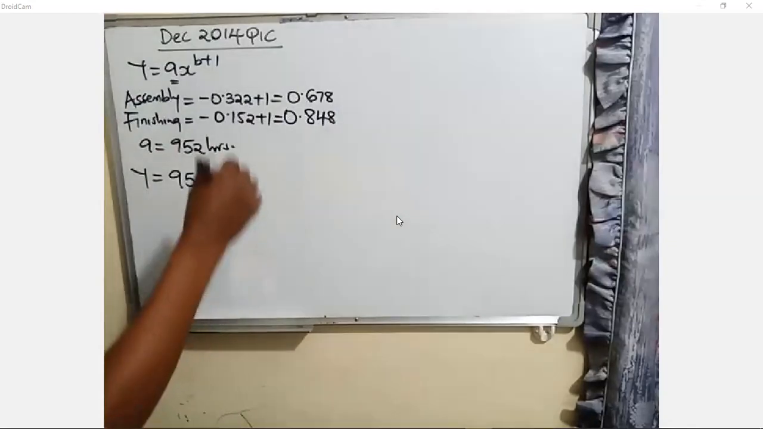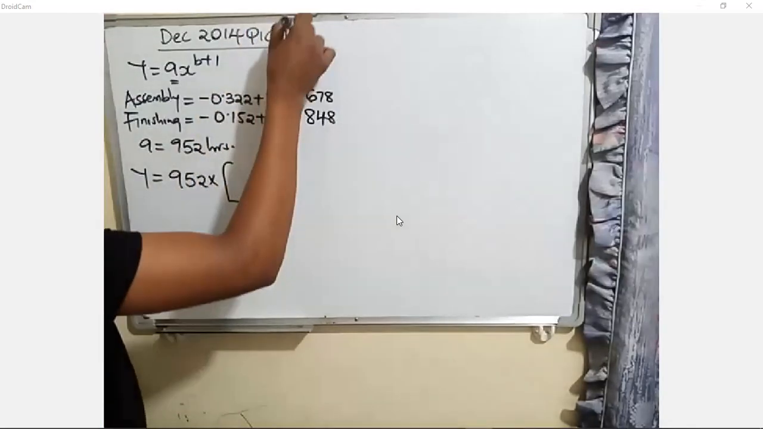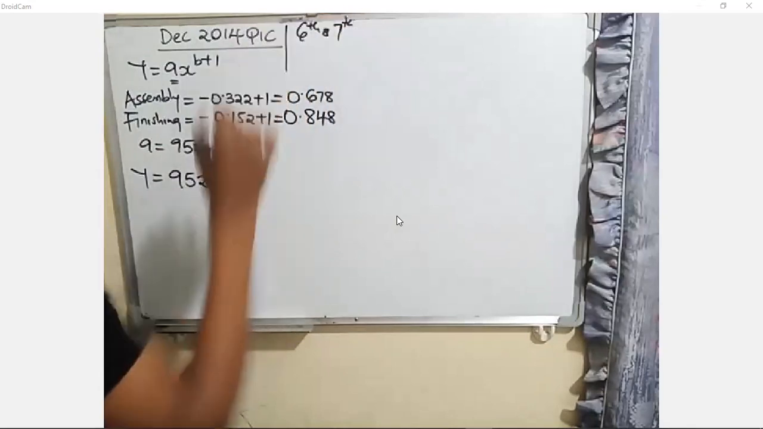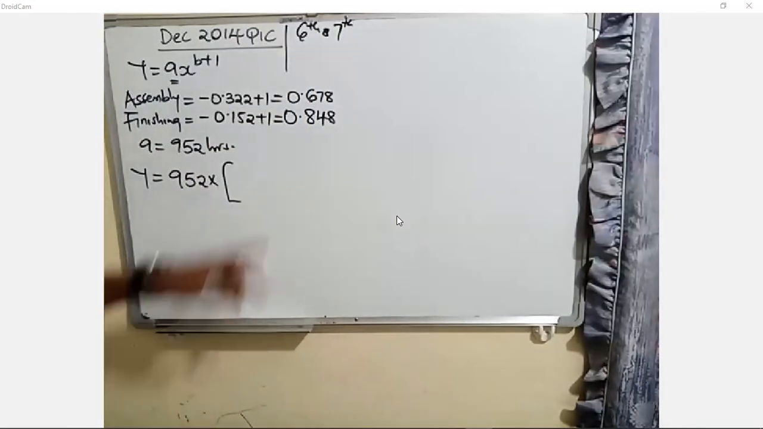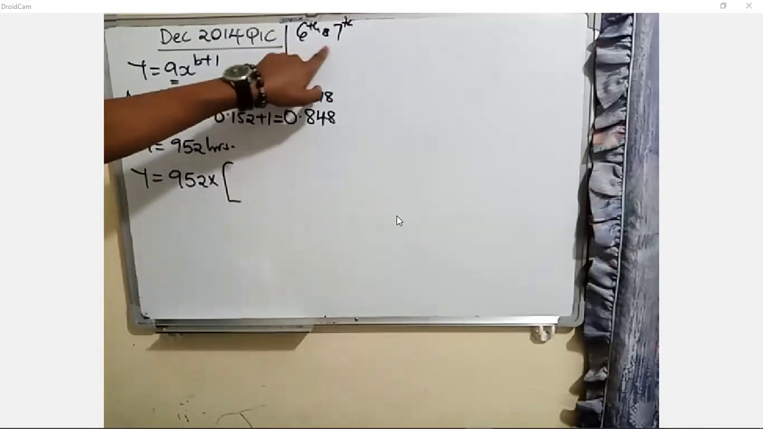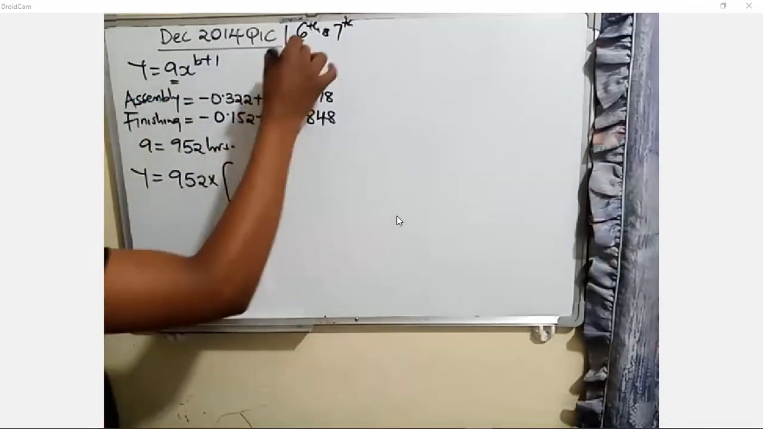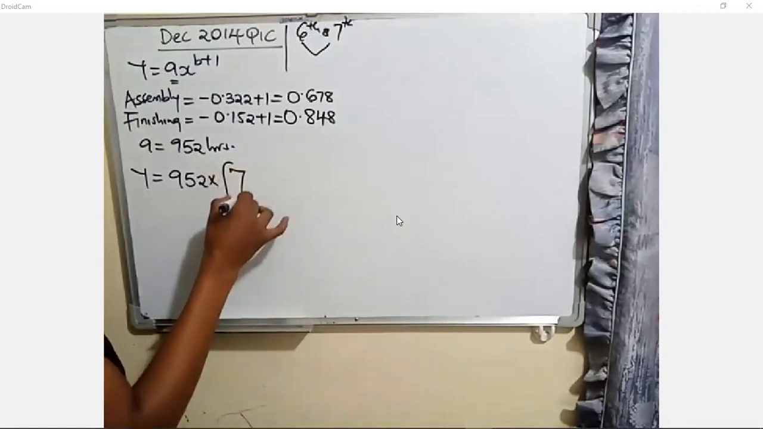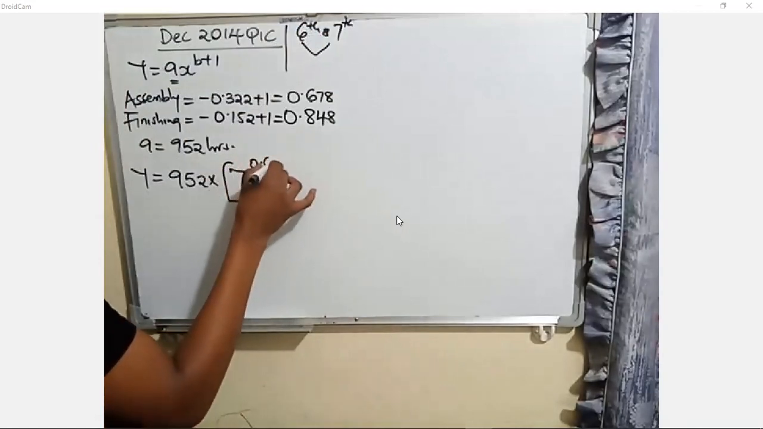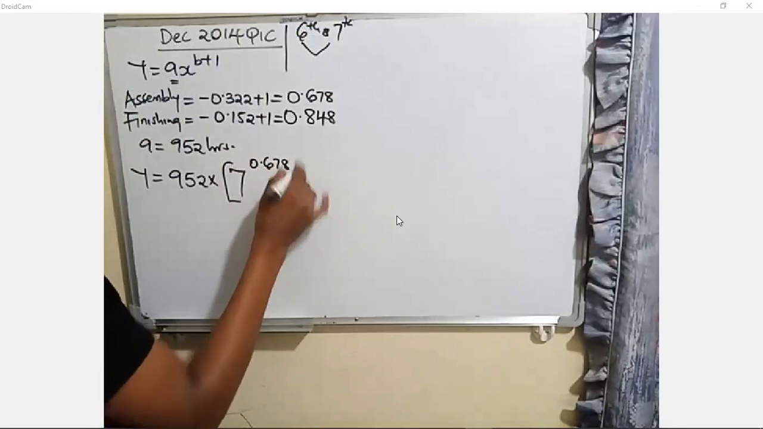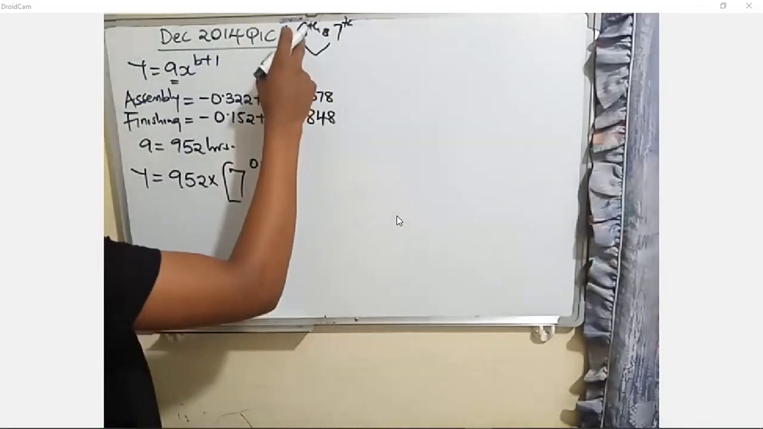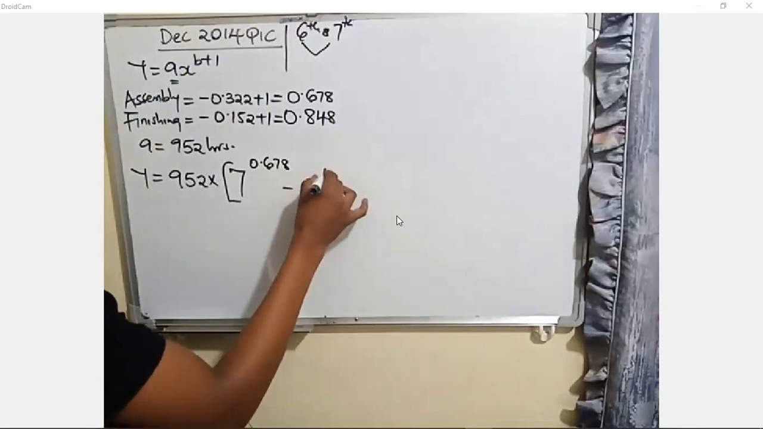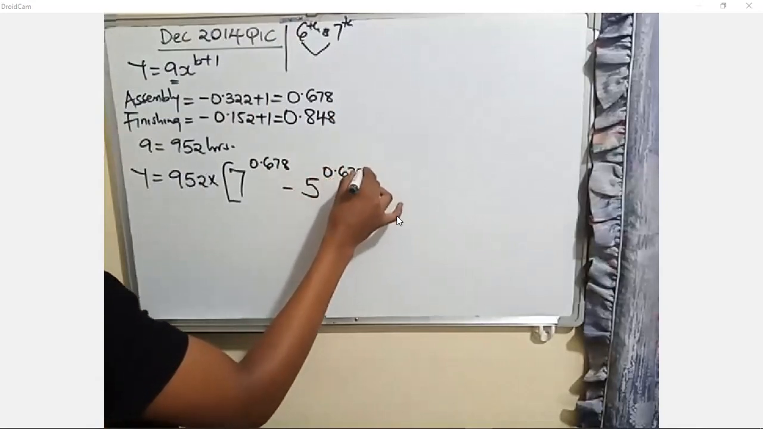We have a big problem now. Do you remember we are producing the 6th and the 7th car? So this is the one of order. It means I need to take the 7th raised to 0.678, and then I subtract, because I need the time for 6 and 7, I subtract 5 raised to 0.678.